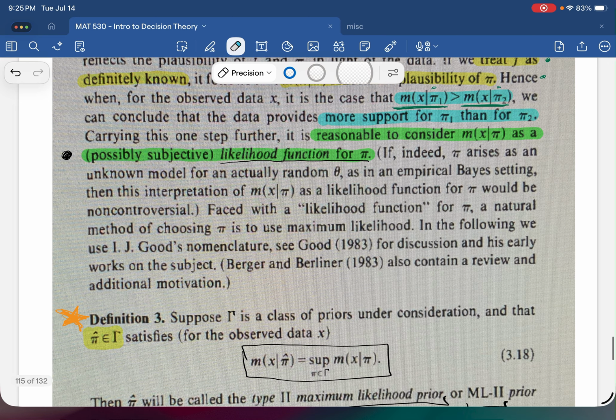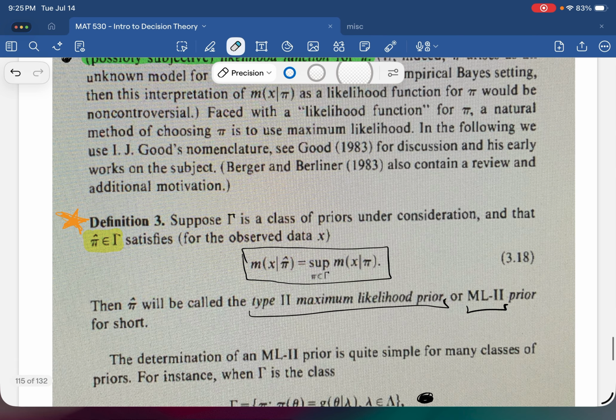And then what we want to do is maximize over our class of priors. So we're going to have some class, which we're going to call capital lambda. And what we want is to choose the prior distribution so that the marginal of x according to that prior distribution is maximized over the entire class of prior distributions. And whatever that is, that's called the ML2 prior.